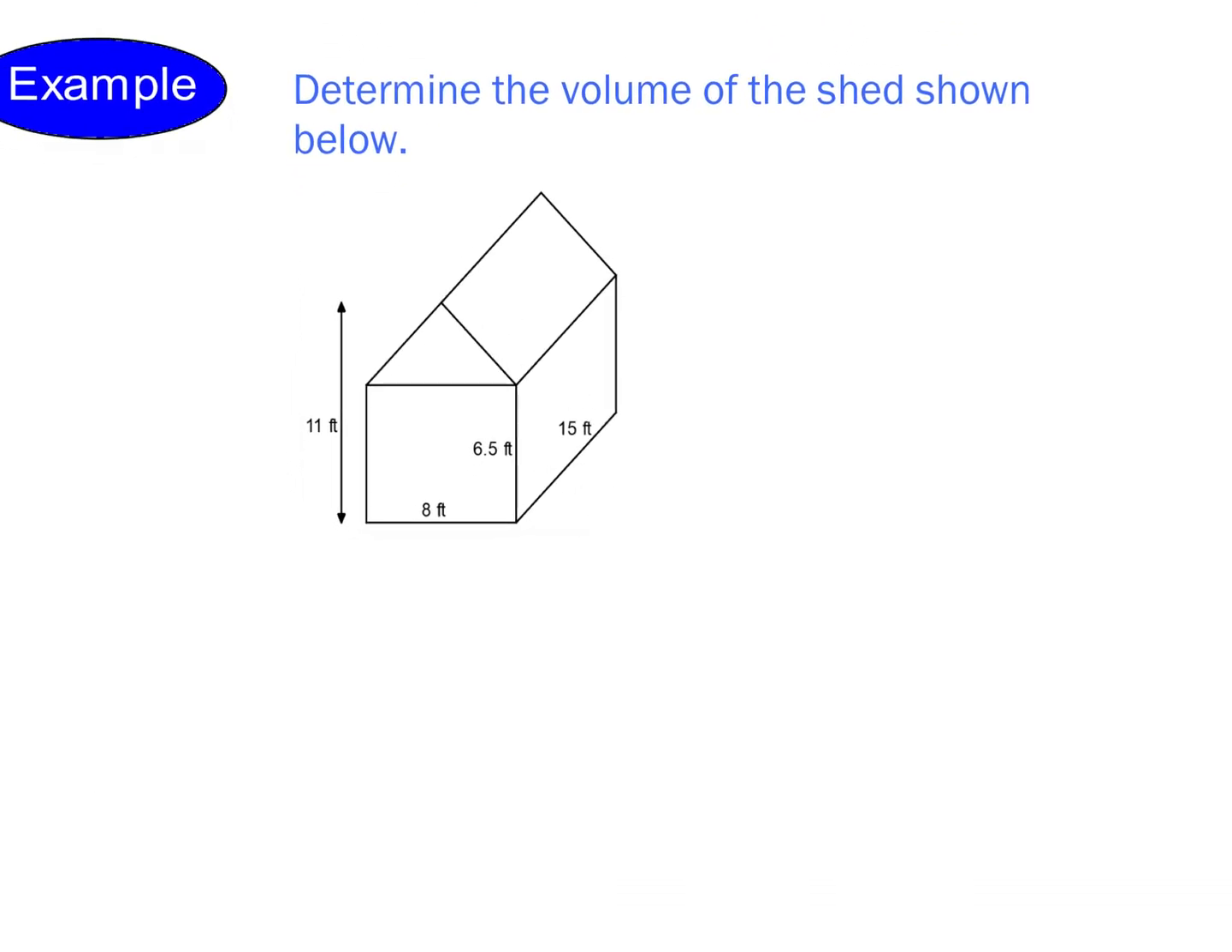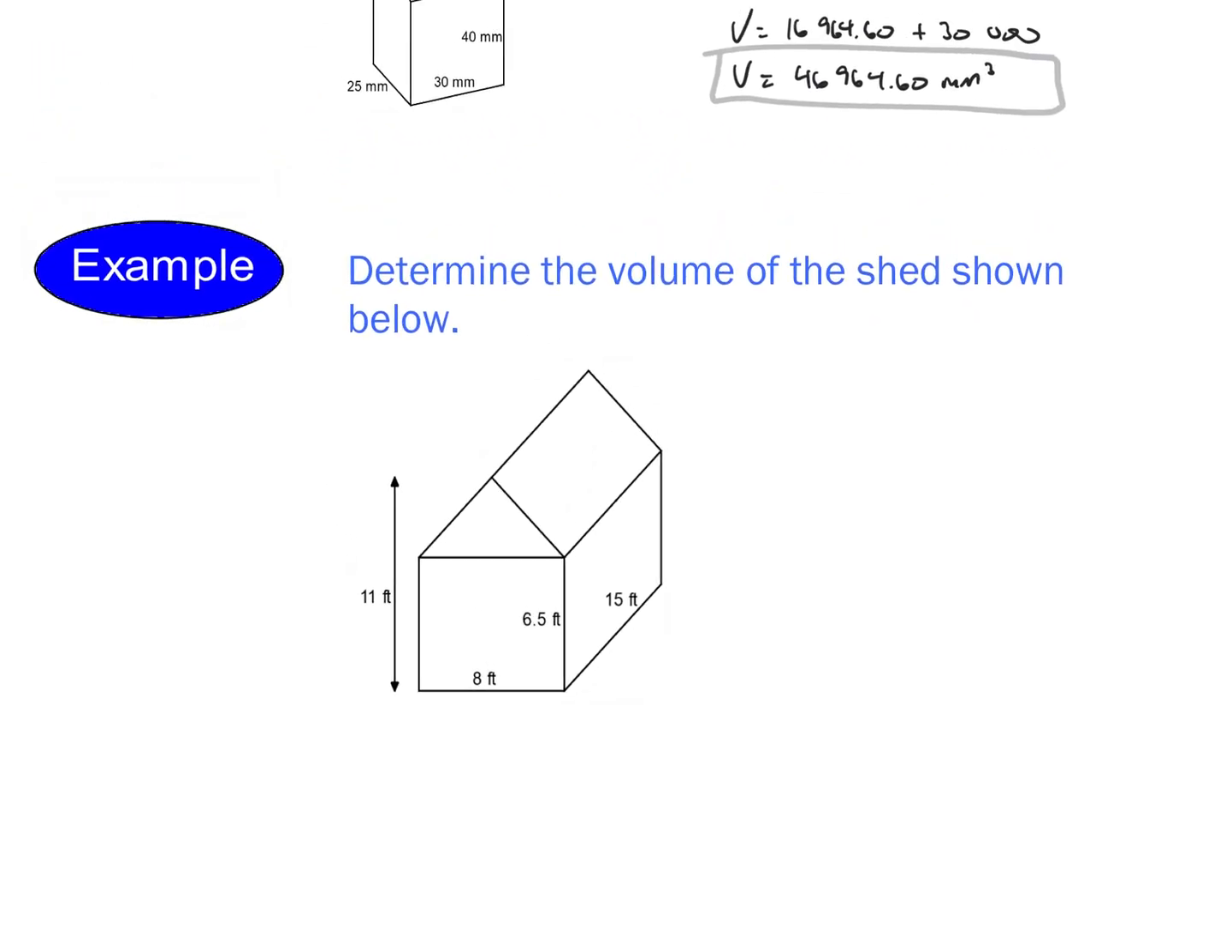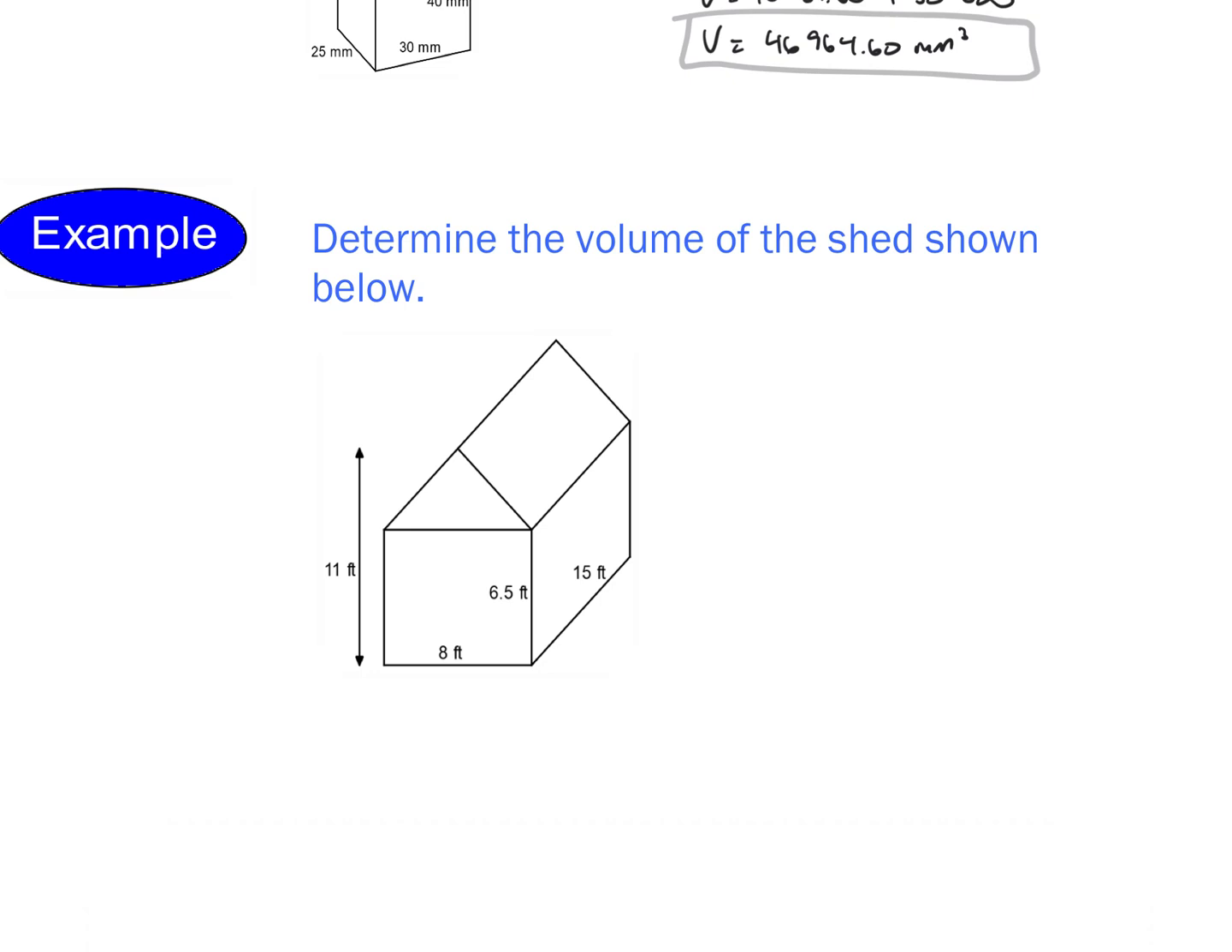The next example is we have a shed here, and we're asked to find the volume of it. So what shapes do we have here? What's that? Beautiful. A triangular prism on top of a rectangular prism. That's it. So we need to find the volume of both of those things and add them together.